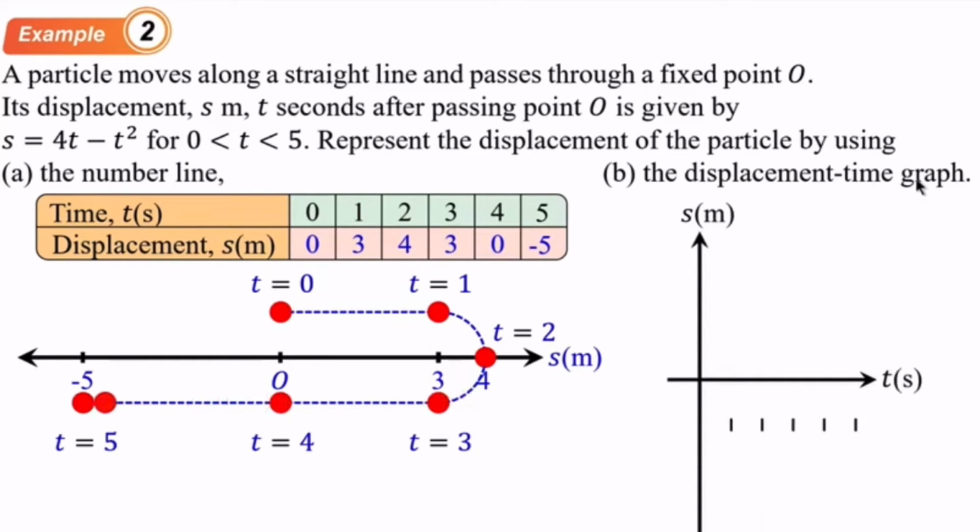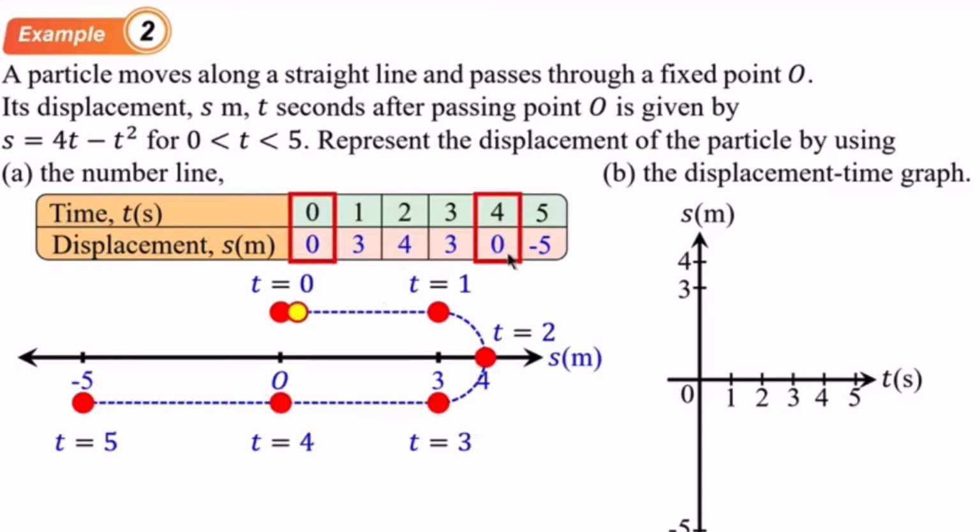Now let's say we want to represent using the graph. So we have two ways of representation. One is we use the straight line because the particle moves along the straight line. Now let's use the same table and sketch the graph. When t equal to 0 is the intercept for the s. The s meter is showing the displacement. So we will plot the points first.